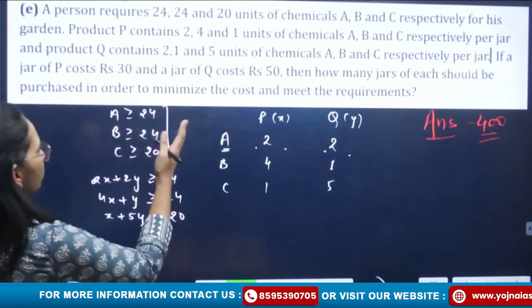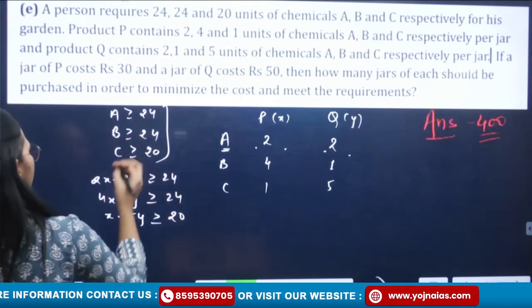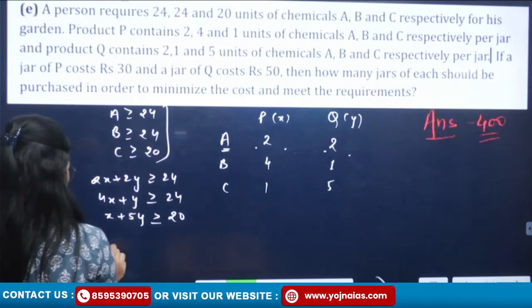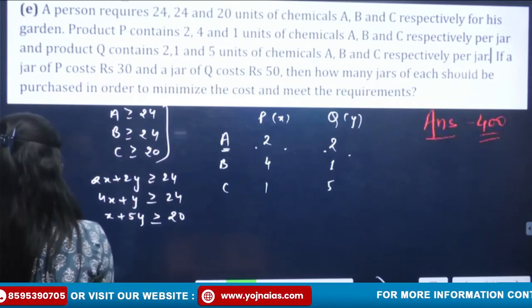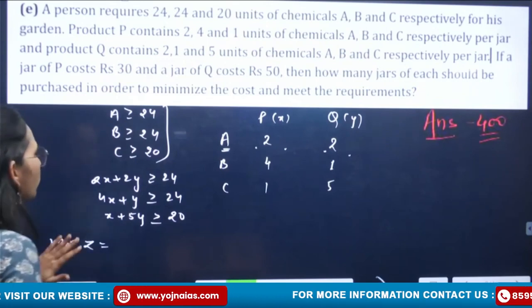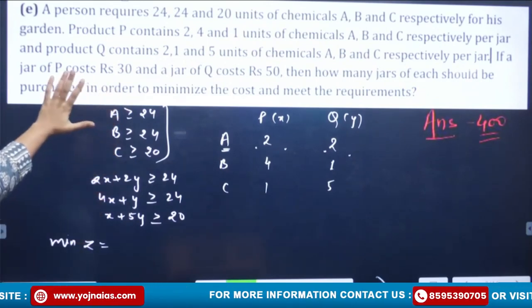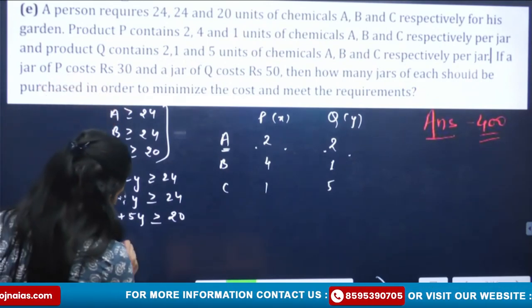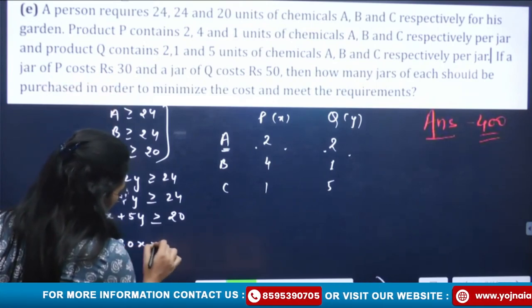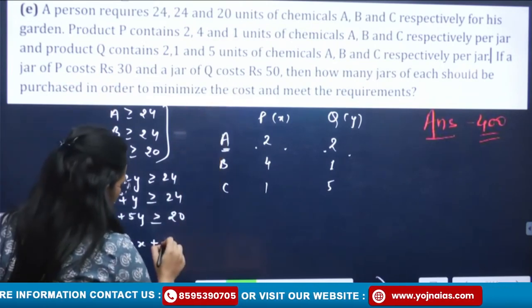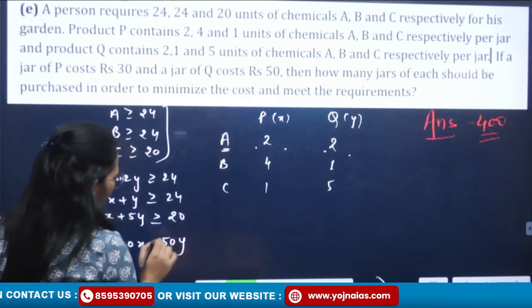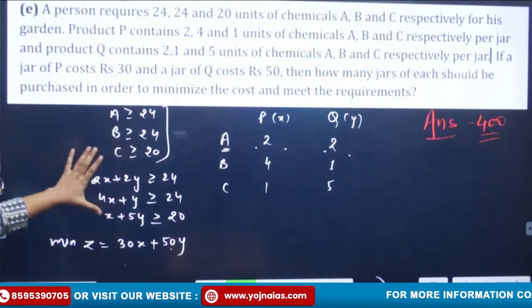So what is the formulation of the function that you need to minimize? Say that z is the function that you need to minimize. So minimize z, and this is the cost. So cost for P, they are saying cost is 30. So this is going to be 30x plus, for Q the cost is 50. This is 50y, and we need to minimize this subject to these conditions.